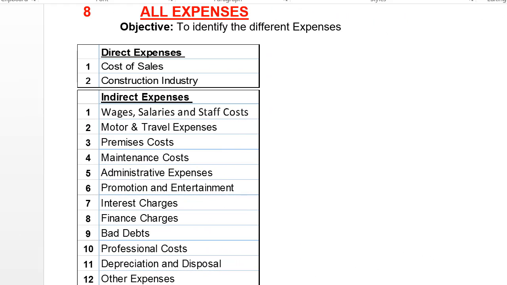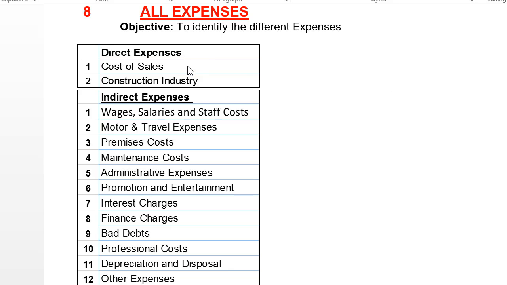In this session, we'll look at all expenses. The objective is to identify briefly the different classifications of expenses. Please note that the new regulations of HMRC in the UK accept that expenses are lumped up together as a single figure on the tax return, and therefore we're going to use a single form to record all expenses. However, let's have a quick look at the different classifications.